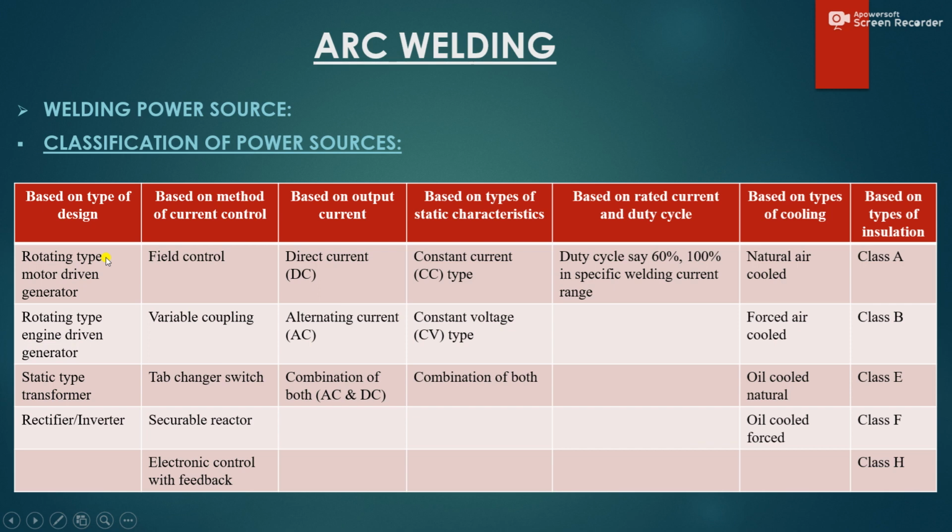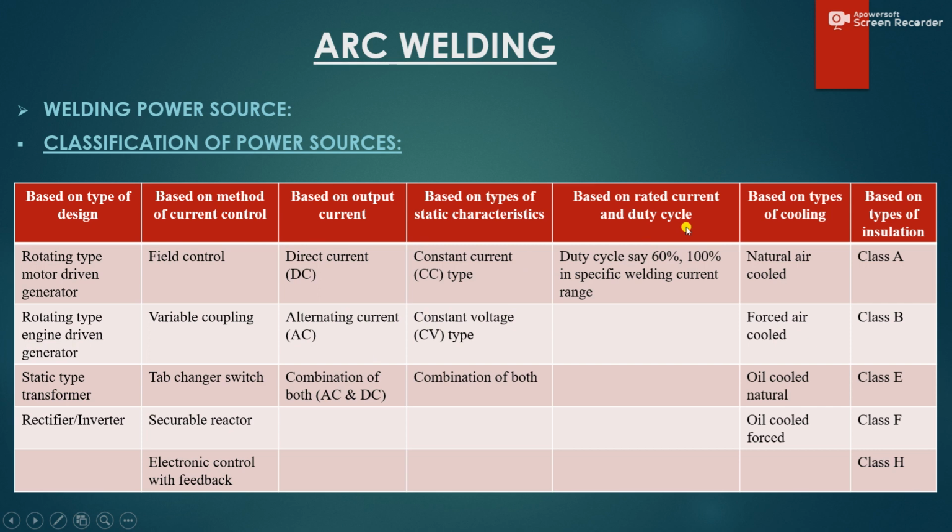There are seven categories based on which the power sources can be classified. First is based on type of design, which has rotating type motor driven generator, rotating type engine driven generator, static type transformer, and rectifier inverter. Second is based on method of current control: field control, variable coupling, tap changer switch, saturable reactor, and electronic control with feedback. Based on current output: DC current, alternating current, AC current, and a combination of both. Based on types of characteristics, whether it is constant current type, constant voltage type, or a combination of both.